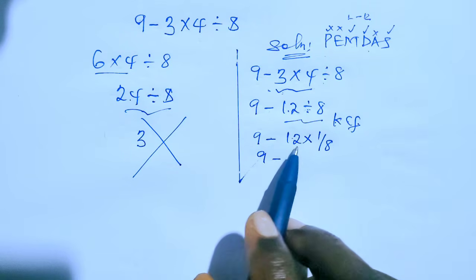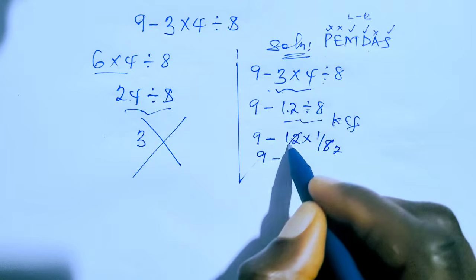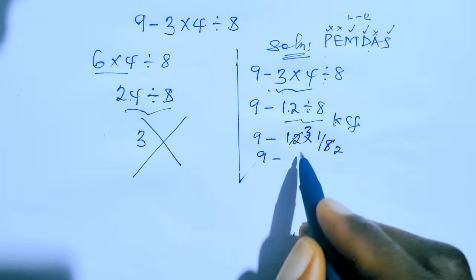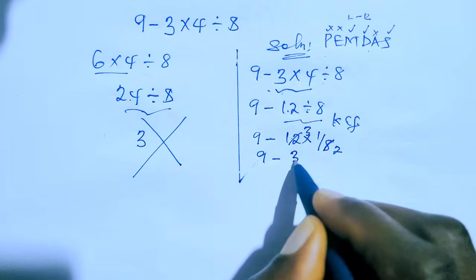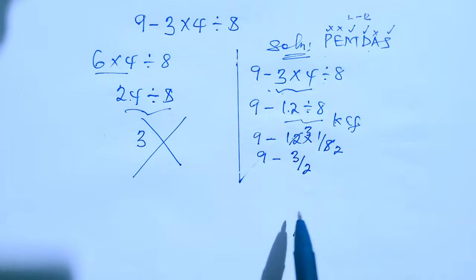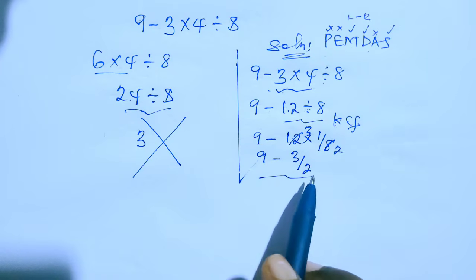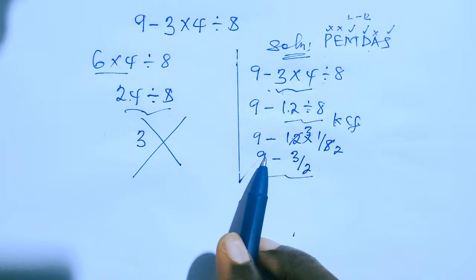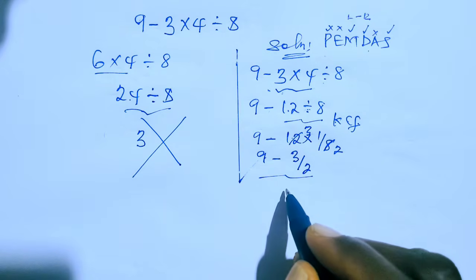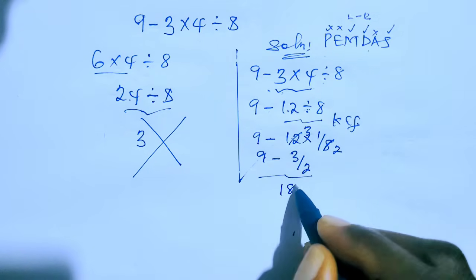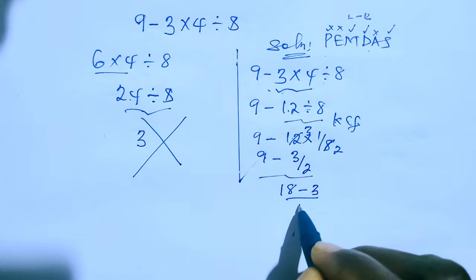Let us reduce this fraction to its lowest term. 4 will go here 2, and 4 here 3. And here becomes 3 times 1, that gives us 3 all over 2. Now we subtract this fraction. We subtract a fraction from a whole number. We are going to multiply 2 by 9, and the expression becomes 2 times 9, that gives us 18. Now minus 3 all over 2.